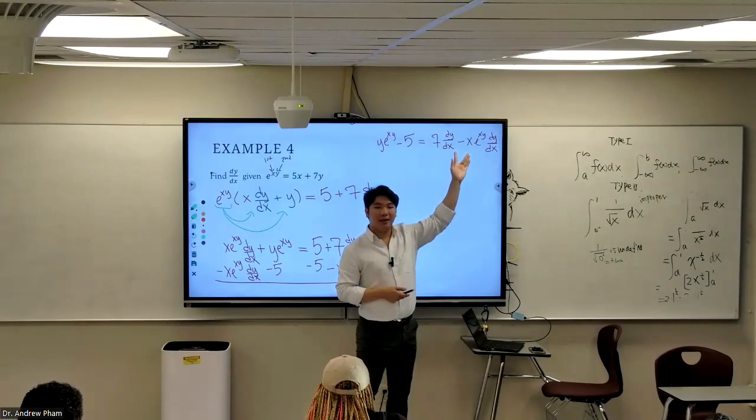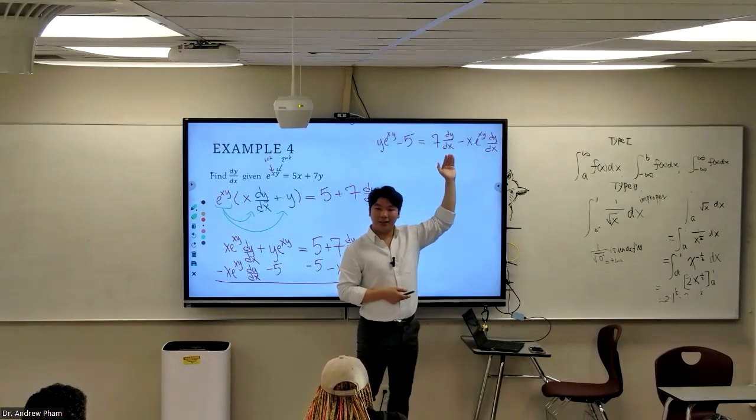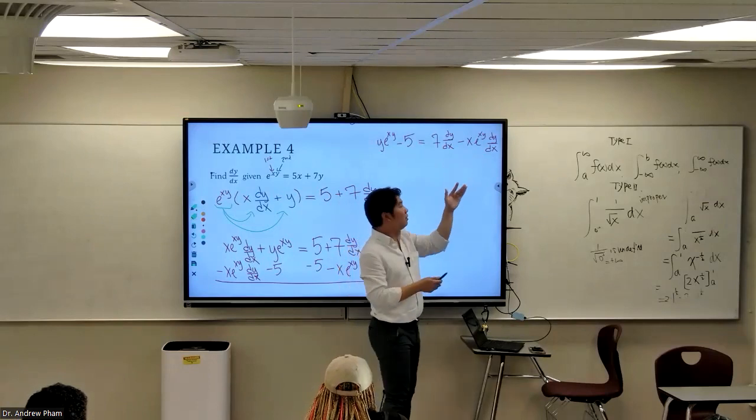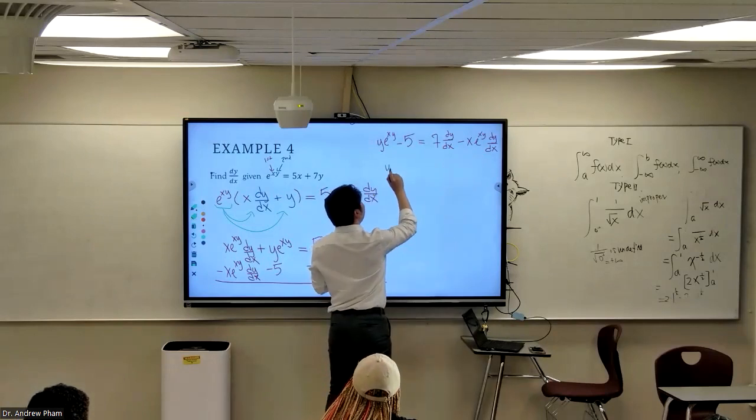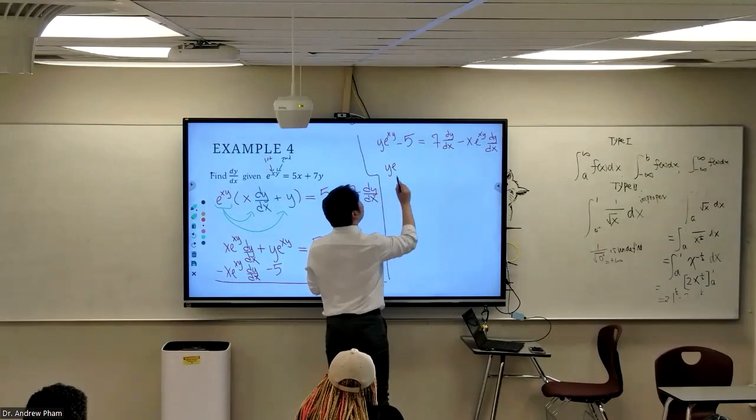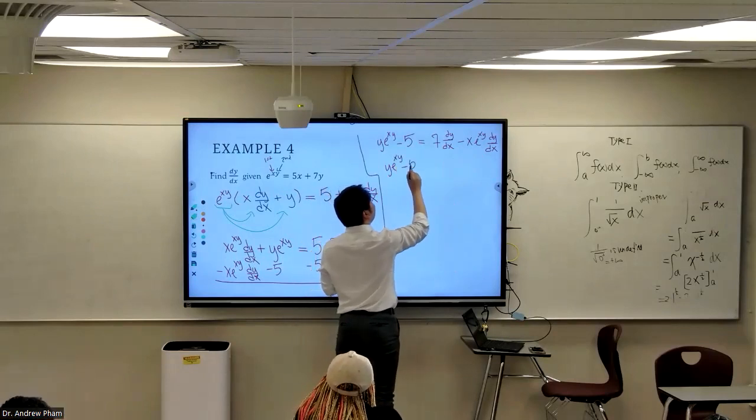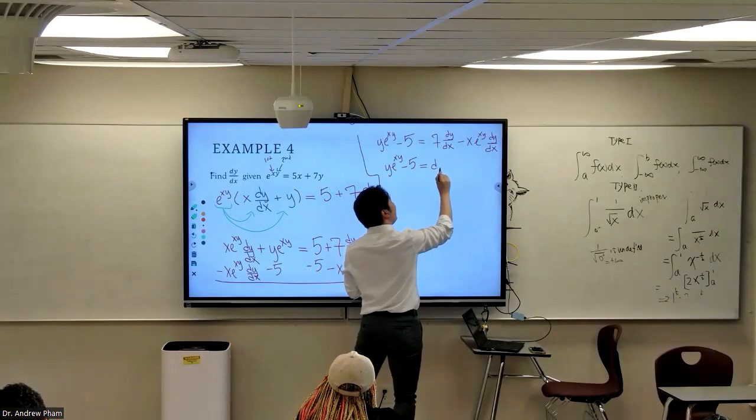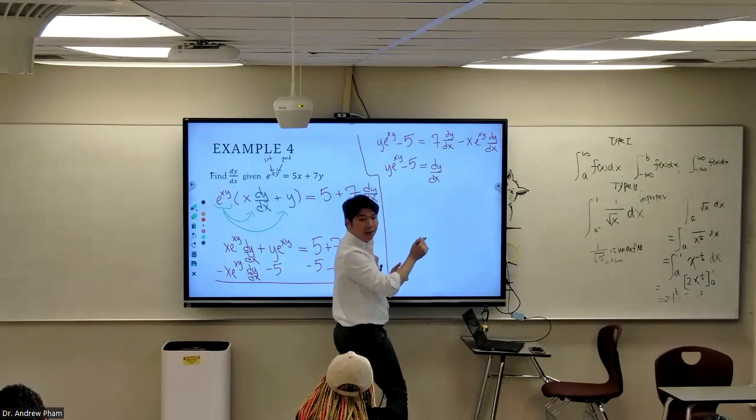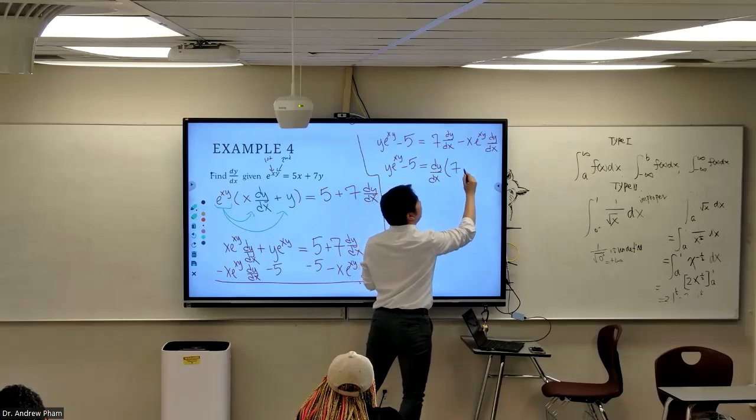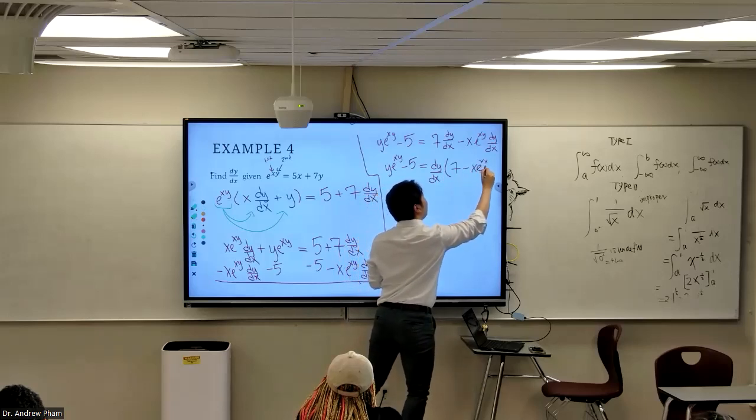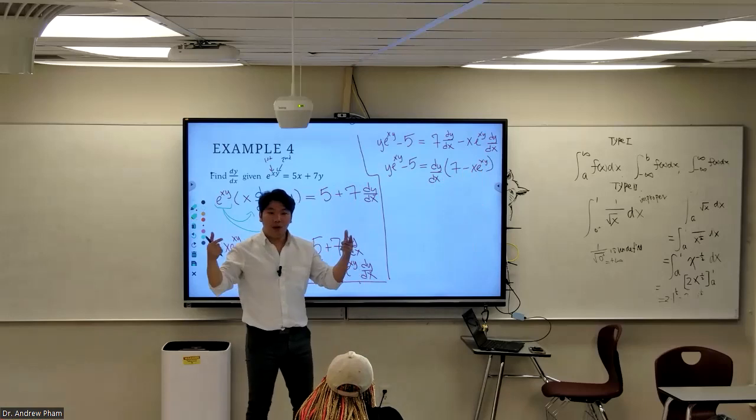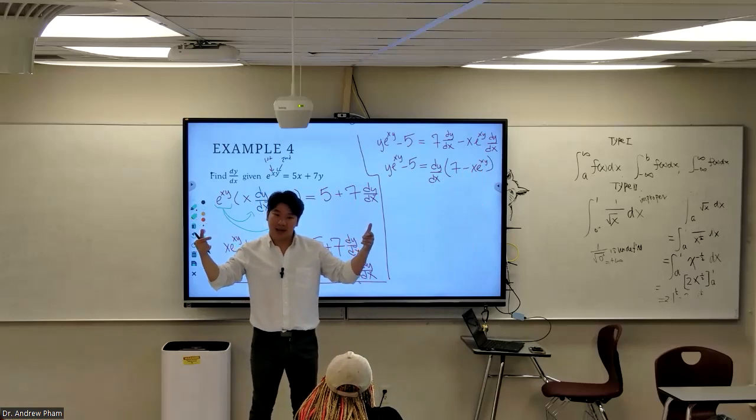So what I'm going to do here is, since both of these have times dy dx, here and here, I can factor out a dy dx. In other words, y e to the xy minus 5 didn't change anything there. I can take out a dy dx, giving me 7 minus x e to the xy. So again, both of these had times dy dx.